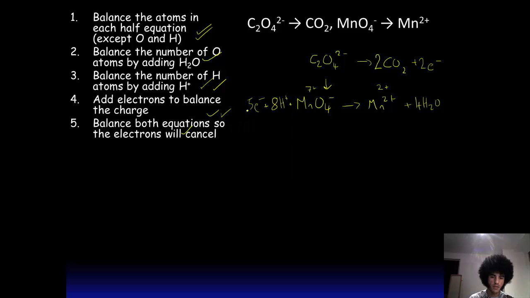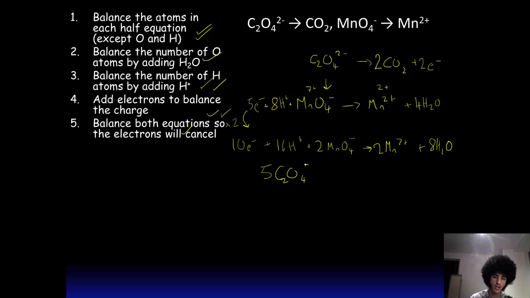If I times that by 2, that gives me 10e- plus, and I've got 2 lots of 8, which is 16H+. I've now got 2 lots of this, which is 2MnO4-, and that makes 2Mn2+ + 8H2O. You can see some of the numbers are getting pretty big. Let's have a look at the other one, which is the C2O4. In order to get to 10 electrons, 2 times 5 equals 10, so everything now has to be times by 5. So now what I've got is 5C2O4 2-, which makes 5 lots of 2, which is 10CO2 + 10e-.